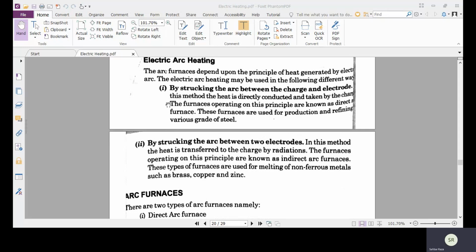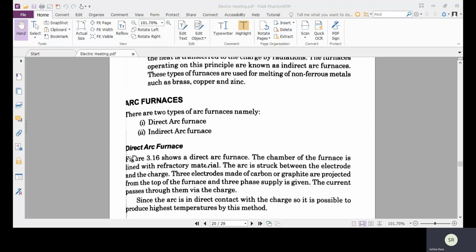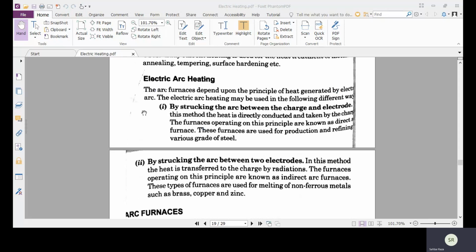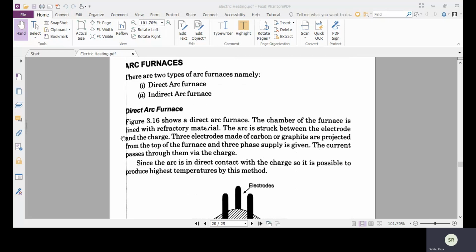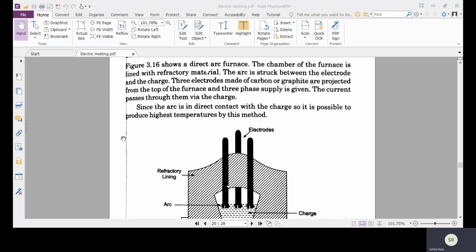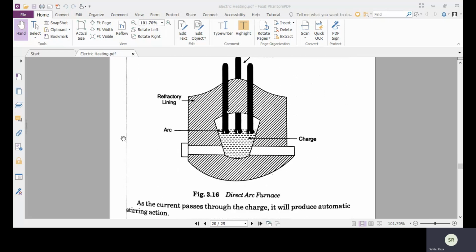We will discuss these two topics in more detail in the following topic. Now we will move toward the arc furnaces. There are two types of arc furnaces. One is the direct arc furnace, which is based on phenomenon 1. And there is an indirect arc furnace which is based on phenomenon number 2. Now we will move towards the direct arc furnace. First I will show you the figure.